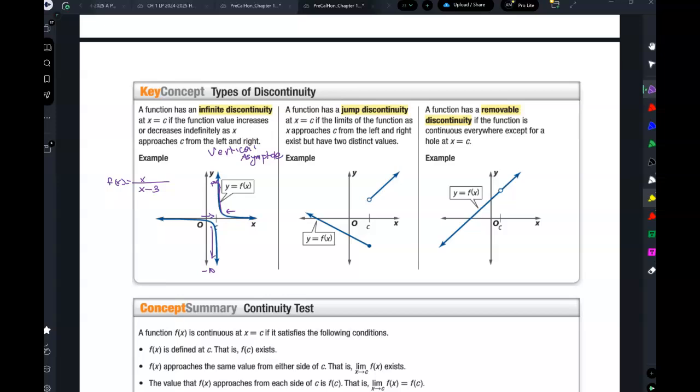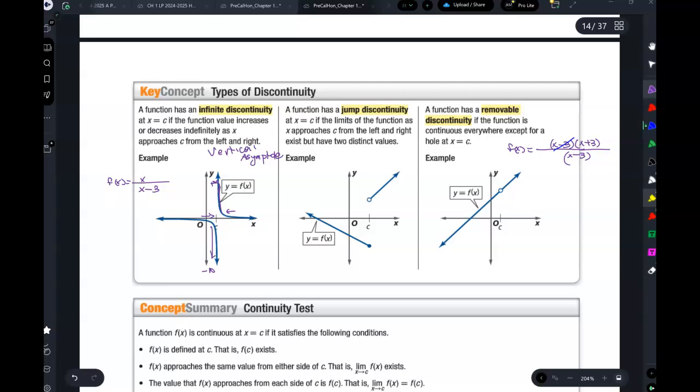Another type of discontinuity is a jump discontinuity, clearly, okay? Another type of discontinuity is a removable discontinuity. Remember how we get removable discontinuity. This is if you have f of x is equal to (x minus 3)(x plus 3) over x minus 3, right?